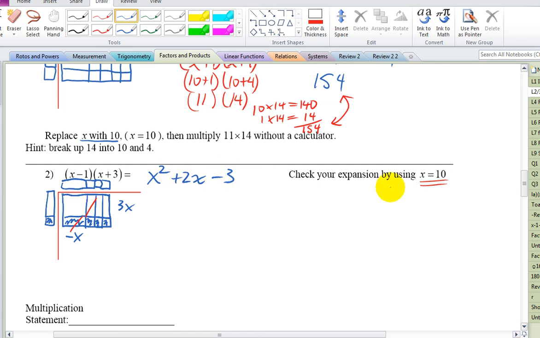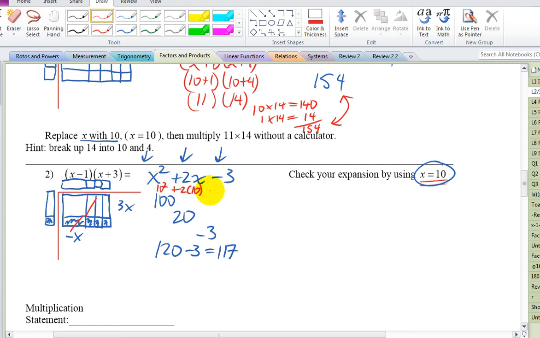Now, when you're substituting the expansion by 10, this would be 100. The second part would be 20, and the last one's negative 3. So it's 120 minus 3, 117. Right? So this is 100, this is 20, and that's negative 3. When you multiply it by 10, right? So 10 squared plus 2 times 10 is 20, minus 3.